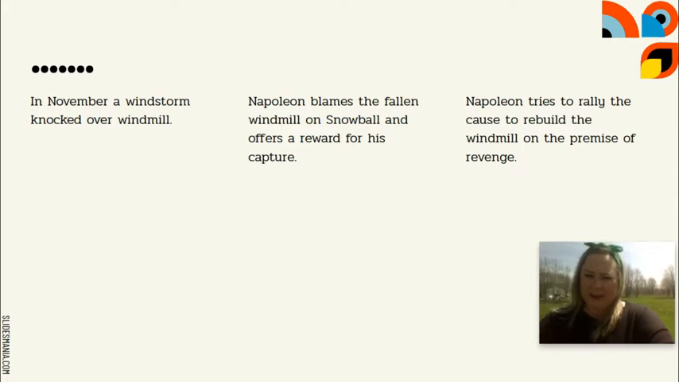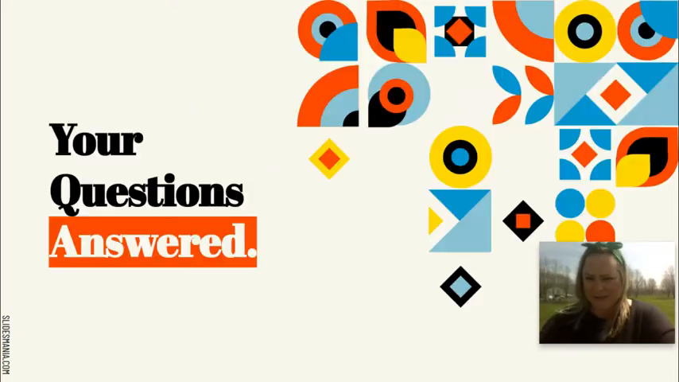Napoleon tries to rally the cause to rebuild the windmill on the premise of revenge. We can't allow Snowball to ruin our progress. I want you to be very clear that Snowball did not cause a huge windmill to fall over. It was the wind that caused the windmill to fall over, the storm. It's unfortunate. Things like that happen, though. It's impossible for a pig to push over a windmill.